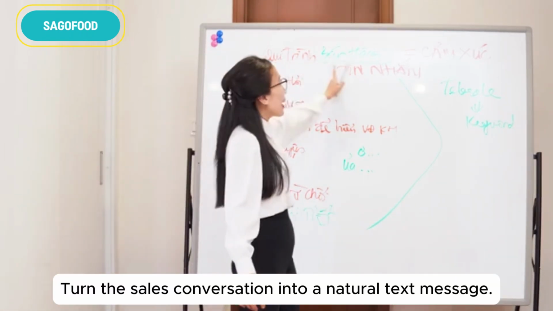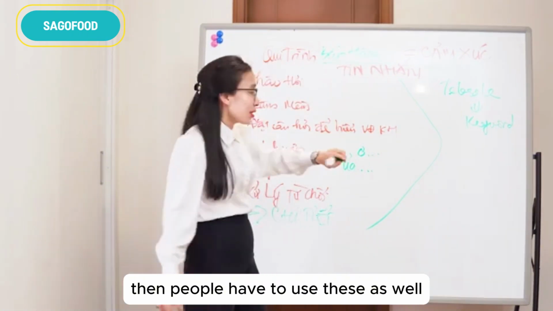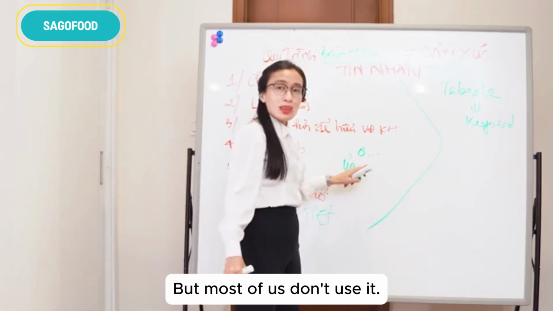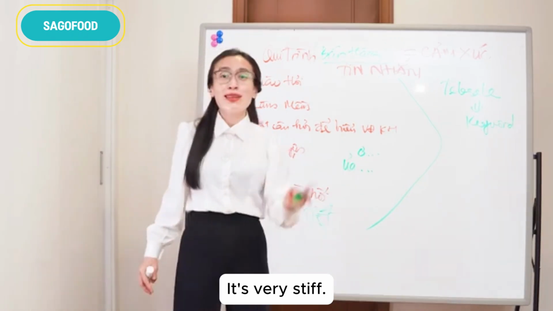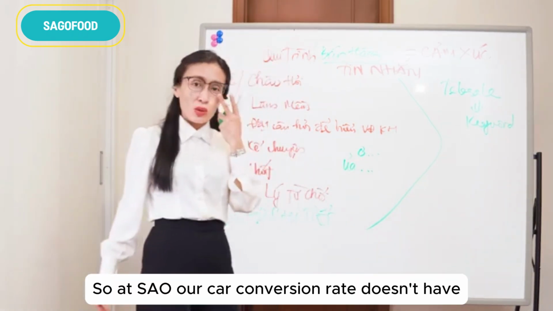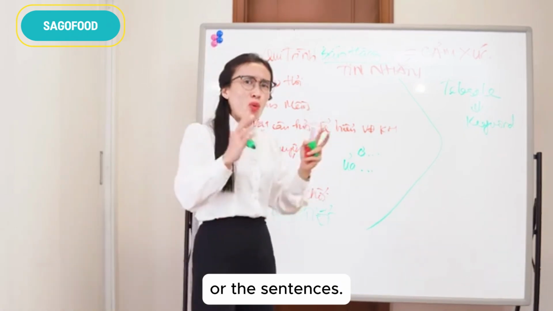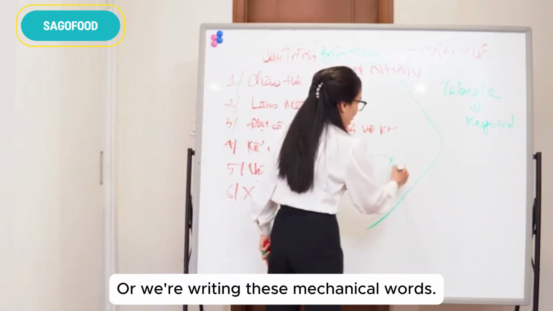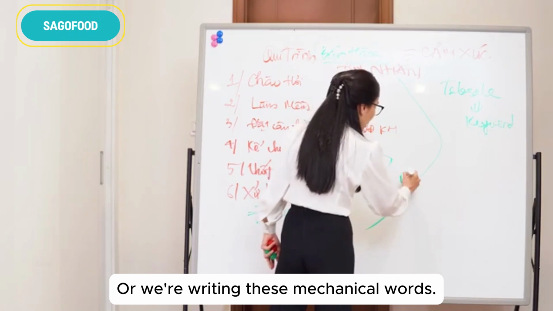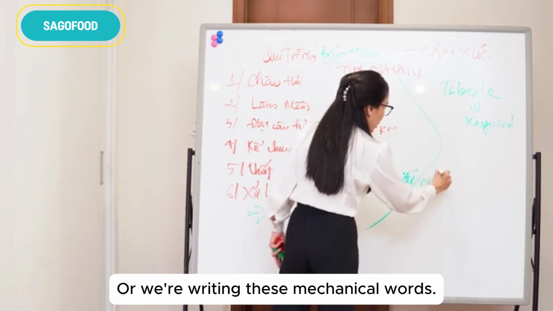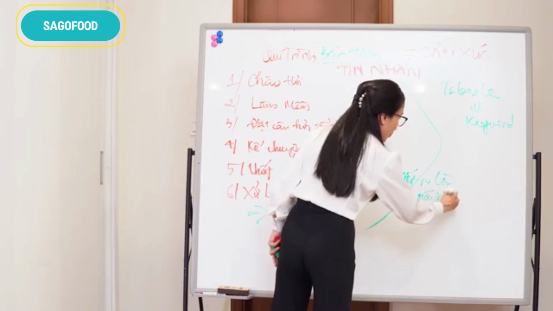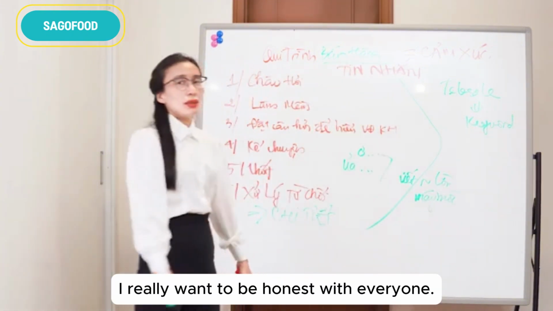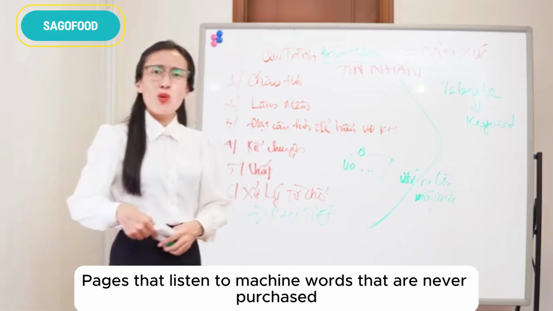Turn the sales conversation into a natural text message. People have to use these as well, but most of us don't use them. We're talking like a very dry robot, very stiff, so that's how our conversion rate doesn't come. Or the sentences are machine commands, or we're writing mechanical words. I really want to be honest with everyone: pages that use machine words are never purchased from.